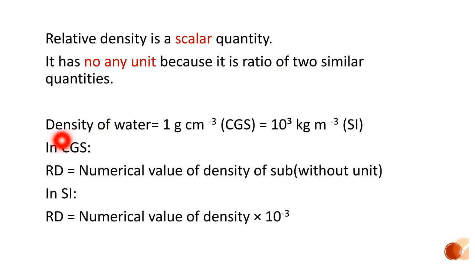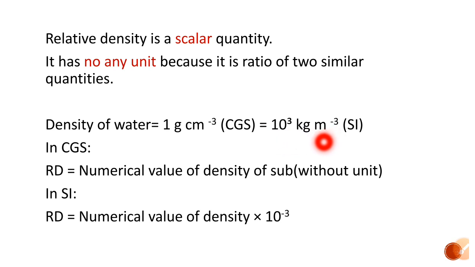Now the density of water at 4 degrees Celsius, which is the standard value, is 1 gram per centimeter cube in CGS, and in SI it is 10 to the power 3 kg per meter cube. Okay, so the density of water at 4 degrees Celsius, that is the standard density, is 1 gram per centimeter cube in CGS, and in SI it is 10 to the power 3 kg per meter cube, that means 1000 kg per meter cube.